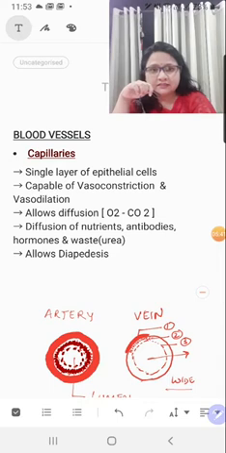You may list it up as the exchange of oxygen and carbon dioxide, exchange of passing on supply of nutrients, antibodies, hormones, any nutrient that's present, and also to eliminate the waste in form of carbon dioxide and urea. This is also exchanged. So exchange of substances, you may say, through diffusion, simple diffusion, right? And the last one is allows diapedesis.